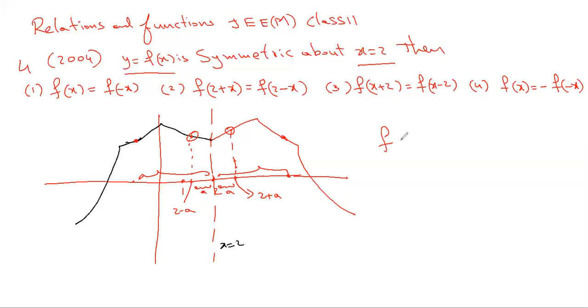That means f of 2 plus a, if you move right side a units from 2, and if you move left side a units from 2, the corresponding images at those 2 points are same. So instead of writing a for the variable, I would like to write x: f of 2 plus x equal to f of 2 minus x. Because the graph is symmetric with respect to x is equal to 2, from 2, how much ever distance you are moving to the right side, the same distance if you are moving to the left side, the corresponding images at those 2 points are same.